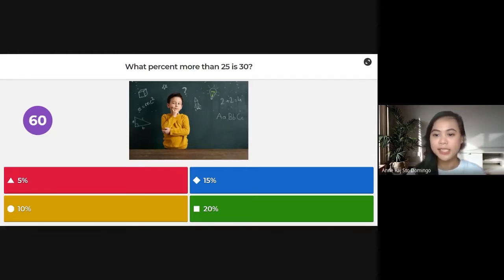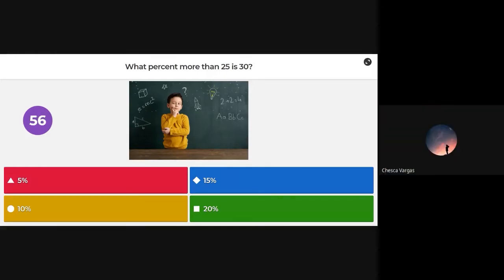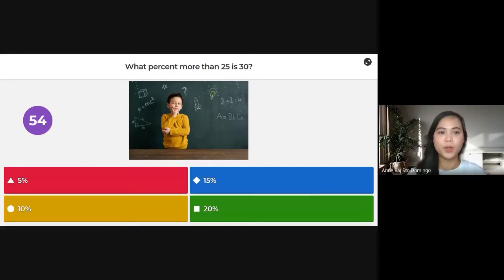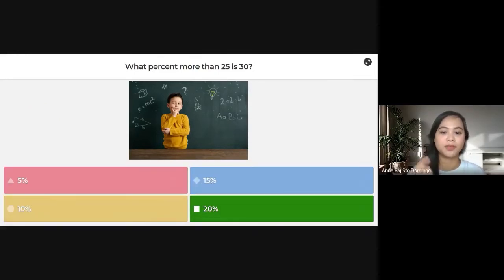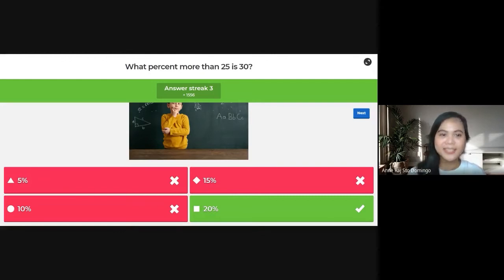There is Cheska. Yes, Cheska. 20% po. Okay, 20% din. So, the answer is, yes, that is the correct answer. So, bakit naging 20%? Bakit naging 20% ang ating sagot dapat? Sabi niya daw kasi, more than. What percent more than 25 is 30?